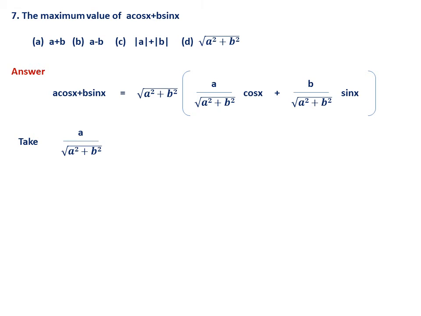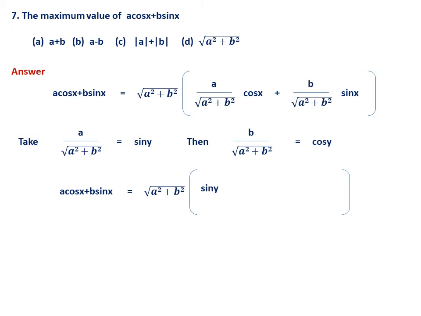Now, take a by square root of a square plus b square as, say, sin y, and definitely b by square root of a square plus b square becomes cos y, because you can check now, sin square y plus cos square y, if you square both, it will be 1, because a square by a square plus b square, b square by a square plus b square, when you add them it is 1. Therefore, the given expression can now be written as square root of a square plus b square, inside the bracket sin y cos x plus cos y sin x. So, this is the rearrangement.